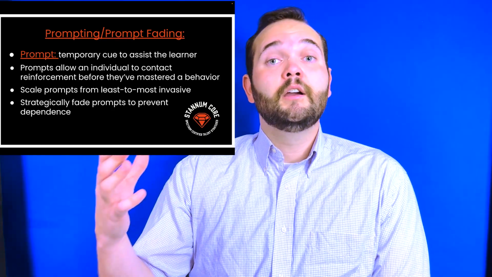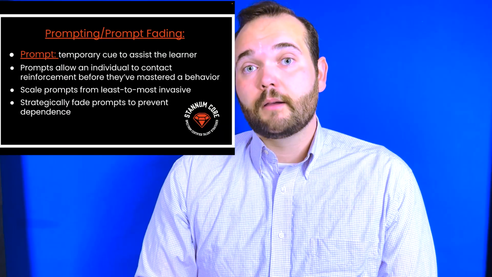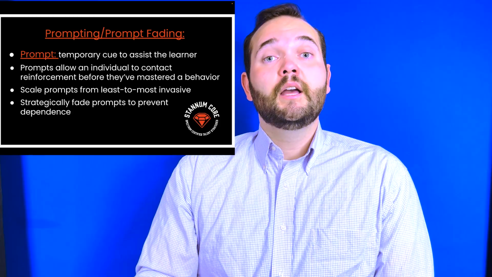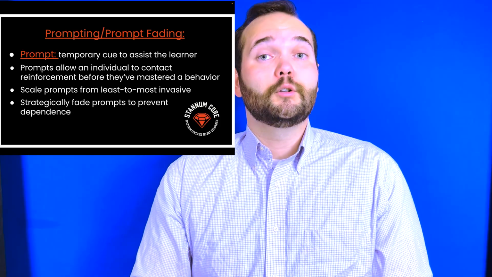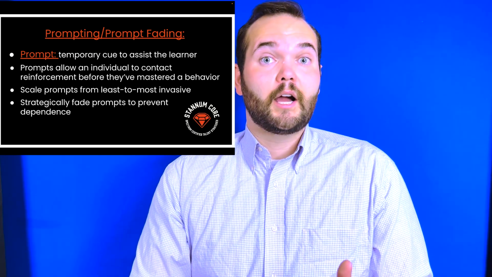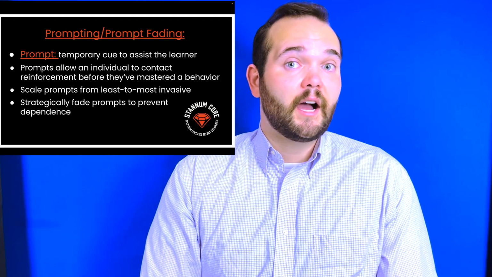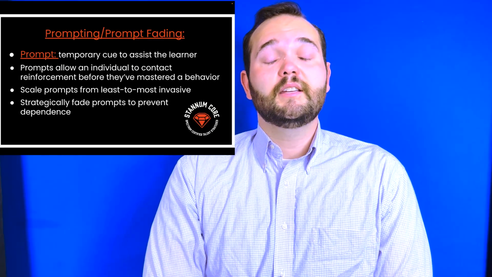Now, once they are showing some mastery, then we want to fade those prompts. So if an individual is showing mastery of completing their shoe tying with an occasional verbal prompt, then we want to start limiting those verbal prompts and start using gestures, either a point or a nod. Again, maybe we hold up the shoelace so that they can see it.